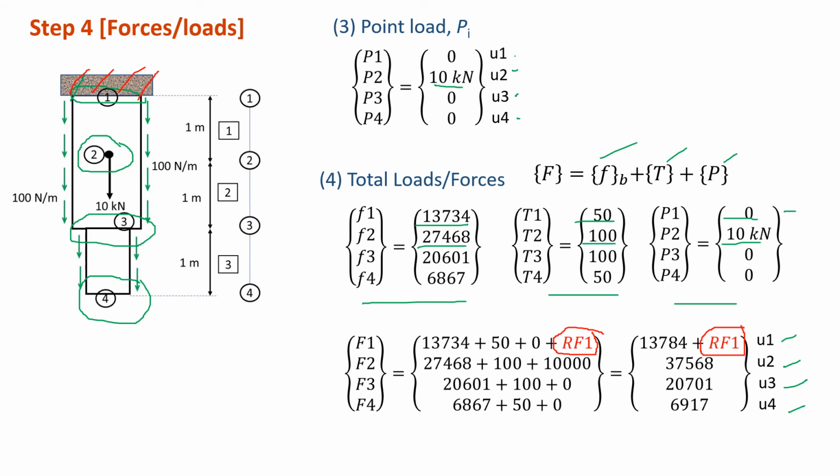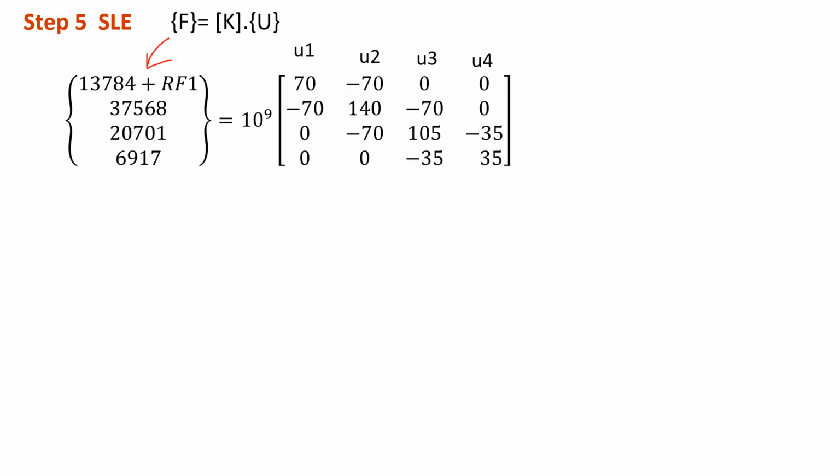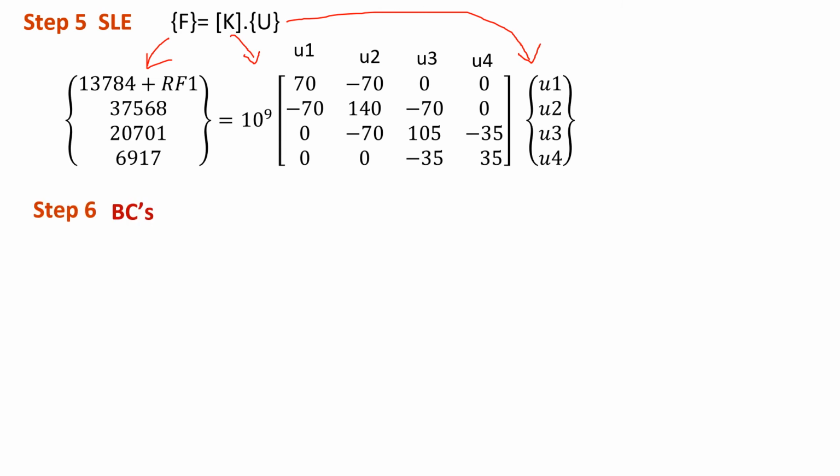Once we have all the total loads, the next step is to obtain the system linear equation given by the formula F equal to KU. We replace the matrix F with the global total force of the system, the K matrix with the global stiffness matrix, and U is given by the global unknowns in our system.